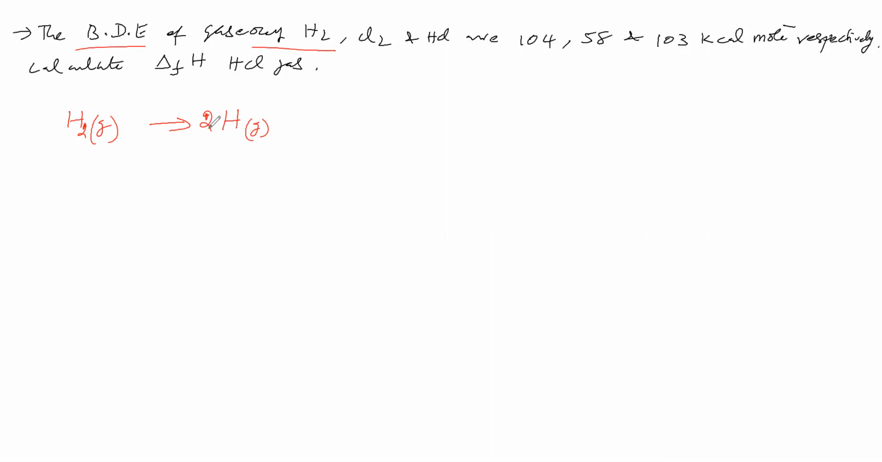Okay. We have to balance. When we are balancing, we have to keep H2 as 1 mole. Bond dissociation energy of H2 means 1 mole of H2 undergoing dissociation. So 1 mole of H2 gas on dissociation gives 2 moles of hydrogen atoms in gaseous state. For this delta H is 104 kilocalories, as given.